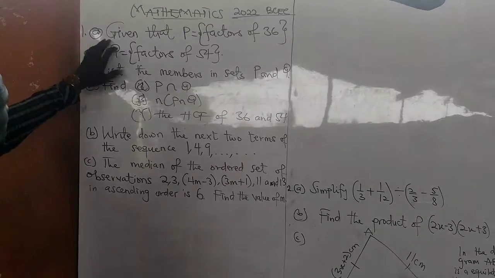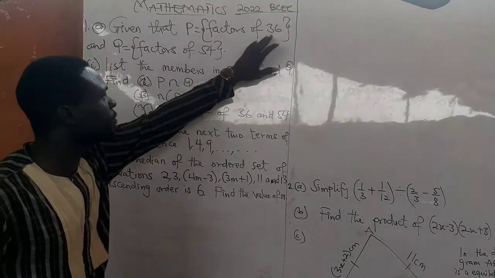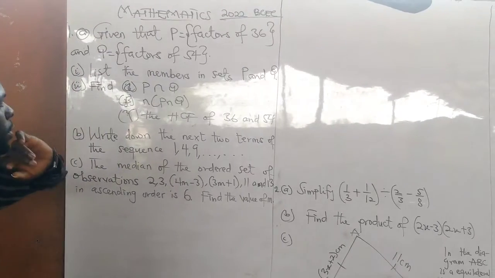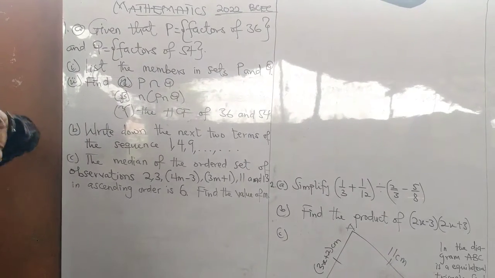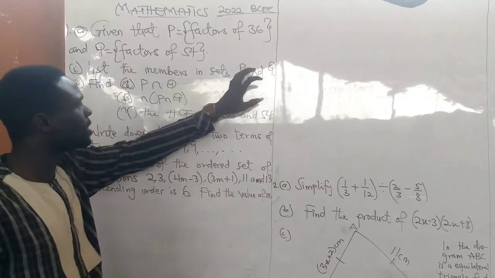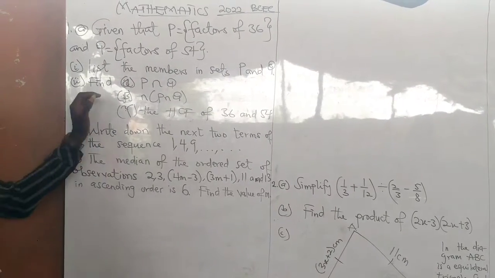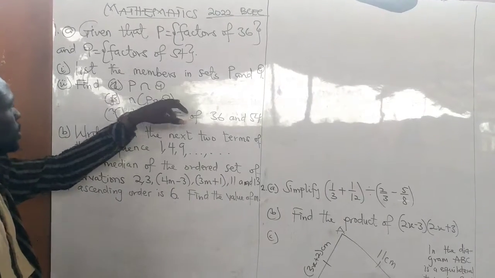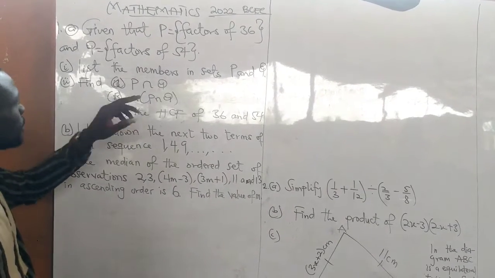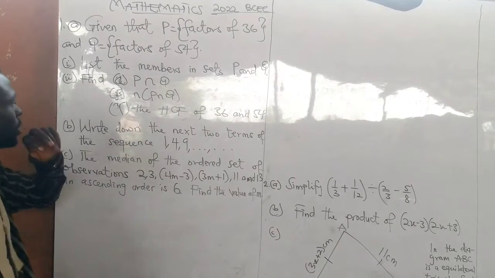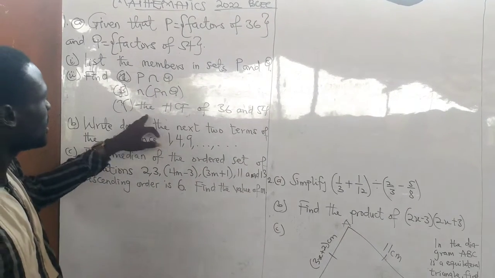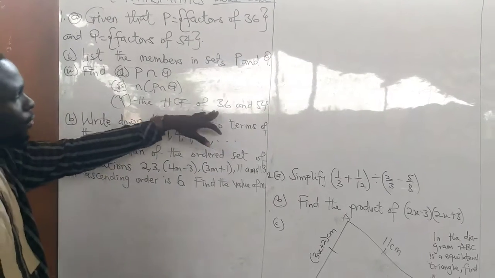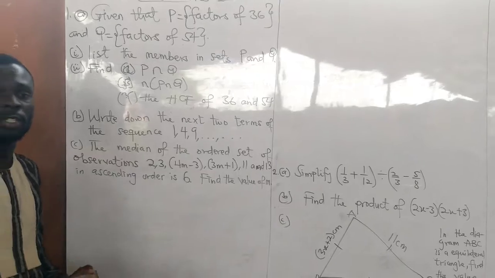It says that given that P is equal to factors of 36, and Q is equal to factors of 54. List the members in sets P and Q. Find alpha, P intersection Q. Then beta, the number of P intersection Q. Then gamma, the highest common factor of 36 and 54.